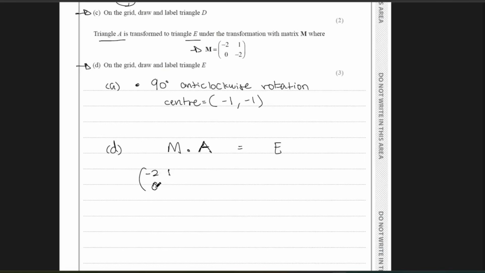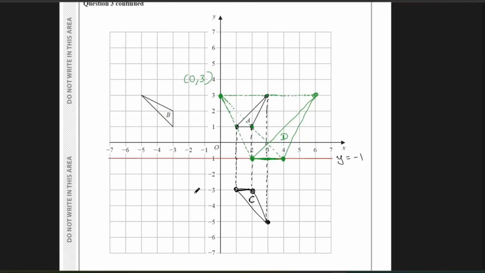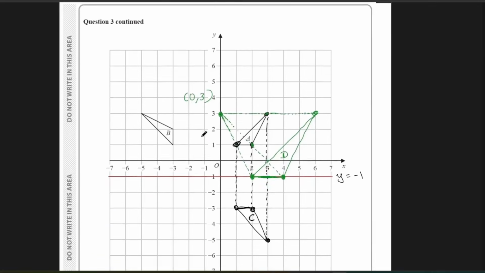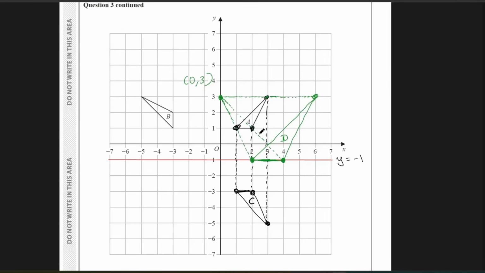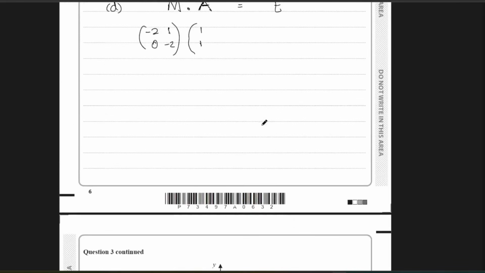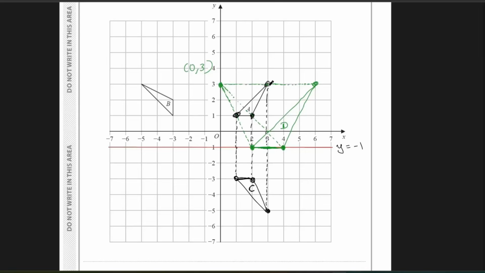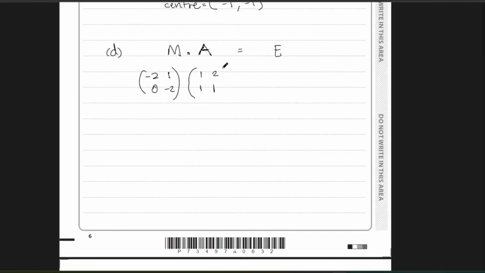-2, 1, 0, -2 times the coordinates of A. Let's check the coordinates of A. So coordinates of A, the first one is (1, 1). Let's write 1, 1. So x value 1, y value 1. The second vertex has coordinates (2, 1). X value 2, y value 1. The third vertex has coordinates (3, 3). So 3 and 3. And if we multiply these two matrices, we'll get the coordinates of triangle E.